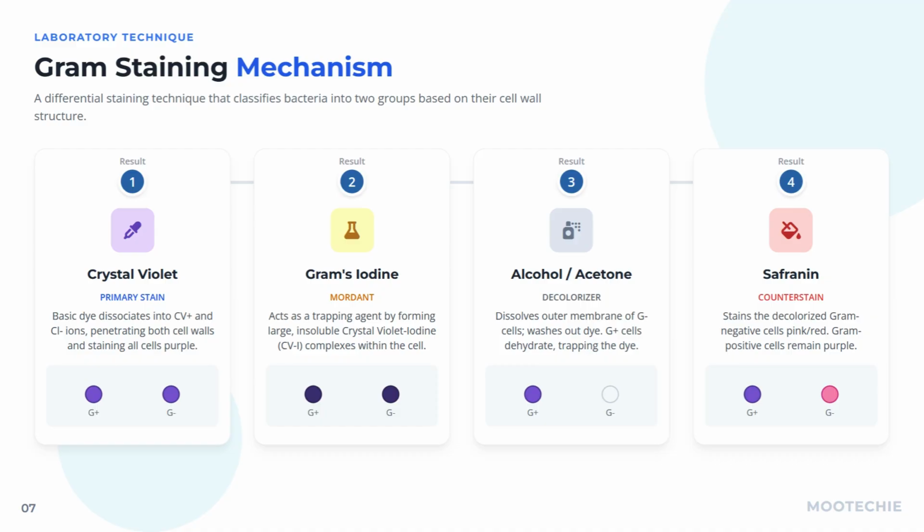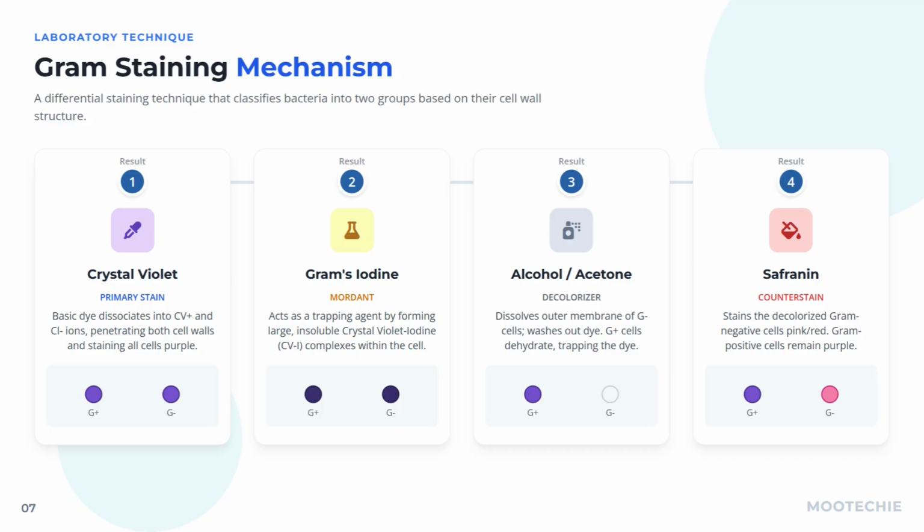Step 3. Alcohol or acetone, the decolorizer, dissolves the outer membrane of gram-negative cells, washing out the dye. Gram-positive cells dehydrate, trapping the dye. This is the critical step. The alcohol strips away the outer membrane of gram-negatives, letting the purple complex escape. In gram-positives, the alcohol shrinks the thick peptidoglycan, trapping the complex inside.